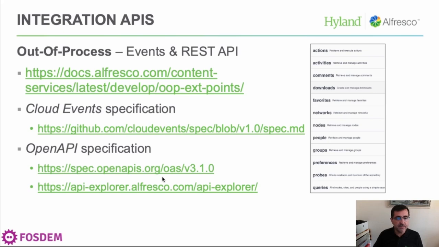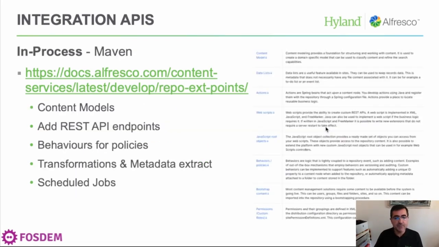So let's go deeper with the first one. So this out-of-process is relying on events and REST APIs. Again, in the official documentation, you have everything you need in order to use this API. And this is based on Cloud Events specification and OpenAPI specification. So both events and the REST API are specified on standards that you can rely on. And you have all the different actions and all the different information in relation with actions, activities, comments, notes, and so on. So you are able to interact with all the different entities of the repository by using events or using the REST API.